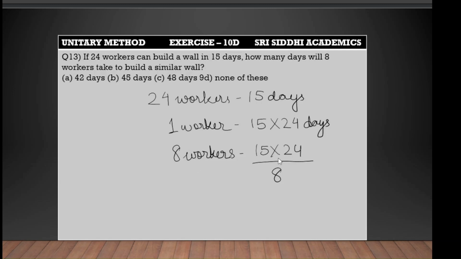So for 8 workers we will find out by dividing 15 into 24 by 8. So 8 ones are 8, 8 threes are 24. So now we have to do 15 into 3, that is 45. So 8 workers will require 45 days to build the same wall. Okay. So this is answer option B. So question number 13, answer is option B. So now let's move to another question.